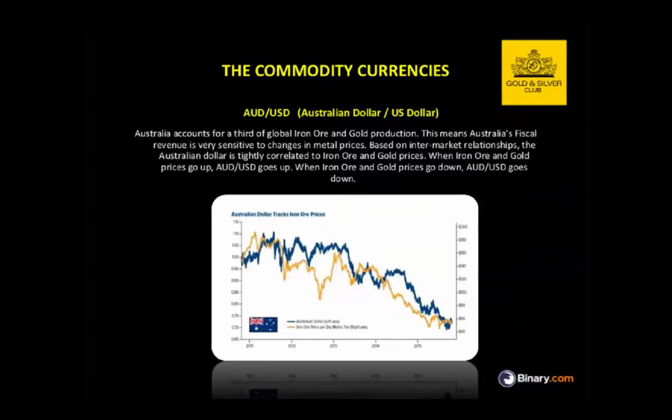Now, Australia accounts for a third of global iron ore and gold production. So when you are trading the Australian dollar, it's a good idea to keep an eye on the prices of iron ore, gold, and also copper to a certain extent. It means Australia's fiscal revenue is very sensitive to changes in metal prices. Based on the intermarket relationships, the Australian dollar is tightly correlated to iron ore and gold prices. When iron ore and gold prices go up, the Australian dollar, US dollar goes up, and when iron ore and gold prices go down, broadly speaking, the Australian dollar also tends to weaken.